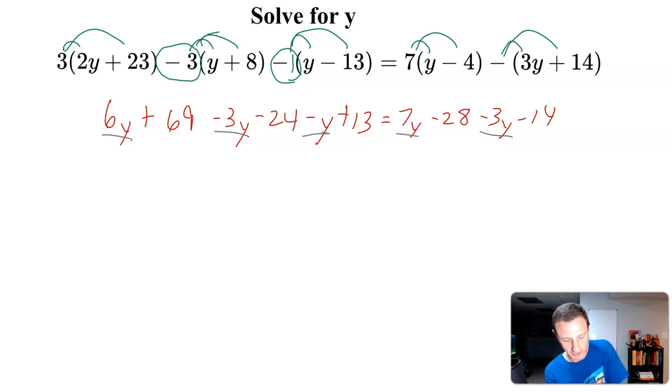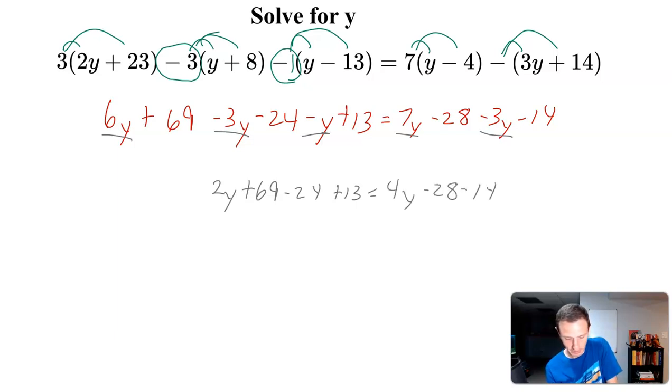So I'm going to do 6y minus 3y. 6 minus 3 is 3, minus 1 is 2. So again, I did 6 minus 3 is 3, minus 1 is 2. So 2y plus 69 minus 24 plus 13 equals, and then on the right side, 7y minus 3y, 7 minus 4 is 4y, minus 28 minus 14. You don't need to write it all out like this. I'm just extending this out for your benefit of watching this.